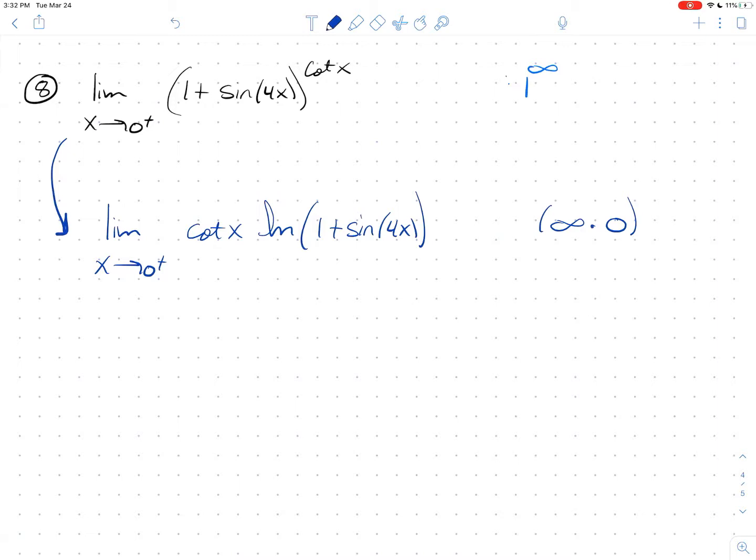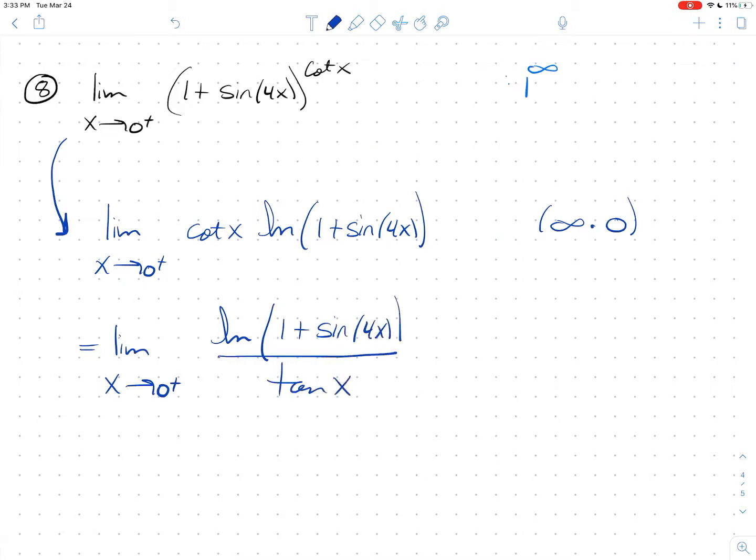I'm wanting to use L'Hopital's rule somehow, but I don't have a fraction. But I'm inspired to try to pull the cotangent of x downstairs. So I can write this as this over 1 over the cotangent, but 1 over the cotangent of x is just tangent of x. So this is equal to the limit as x goes to 0 from the right of the natural log of 1 plus the sine of 4x over the tangent of x.